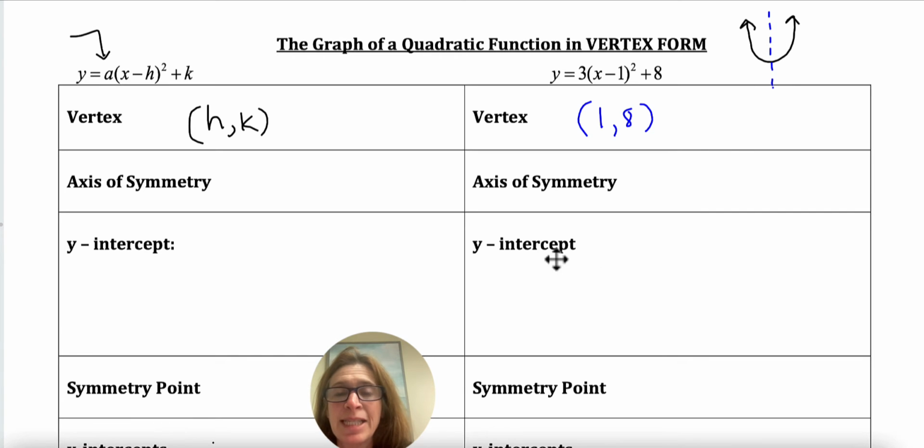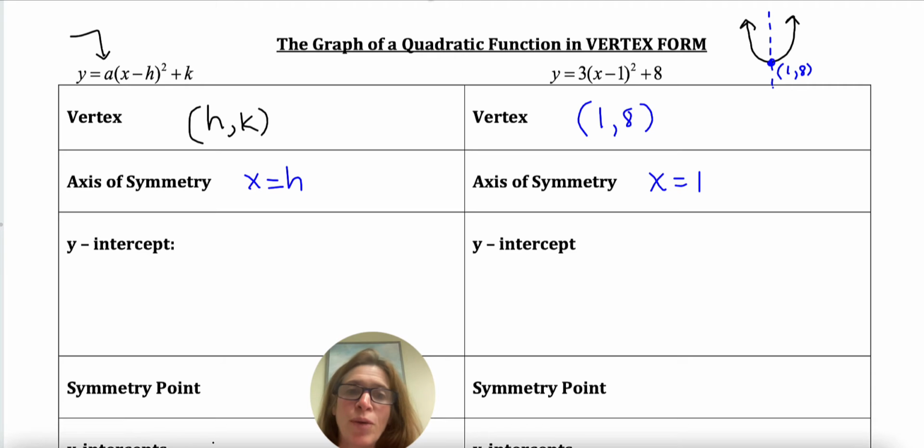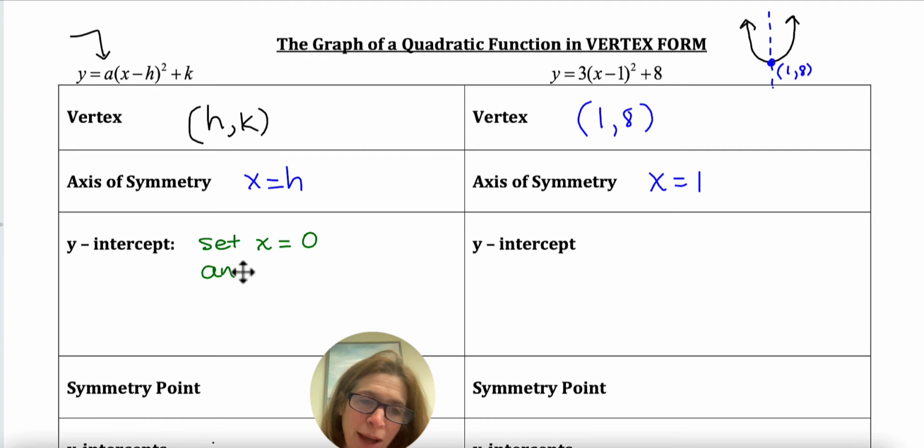All right, so if it's the axis of symmetry and it goes straight down the vertex, that means that point (1, 8) right there, the x-coordinate is 1, so my axis of symmetry would be the vertical line x equals 1. Now, if you think about that, looking at the general function, that would mean x equals h. All right, so then how do we find the y-intercept? The y-intercept isn't something you can see looking at it in vertex form. So remember, to find the y-intercept, we set x equal to 0 and solve for y.